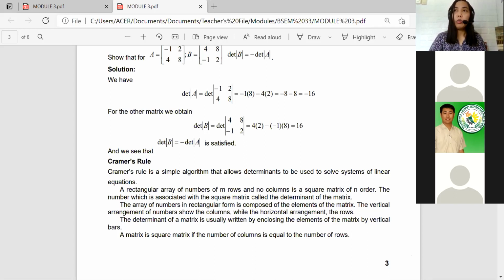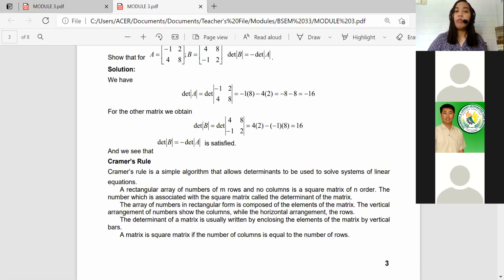or for 2 by 2, if we have two unknowns, x and y, we need to identify Dx and Dy. Class, we still apply determinants, but the process or the method that we use is Cramer's rule. Cramer's rule is a simple algorithm that allows determinants to be used to solve systems of linear equations.